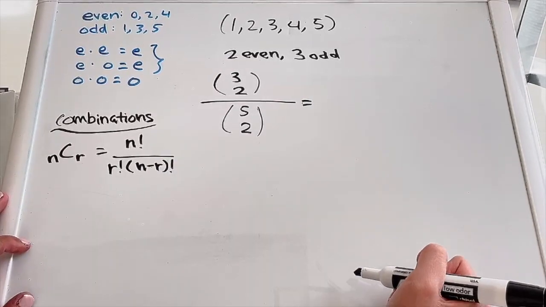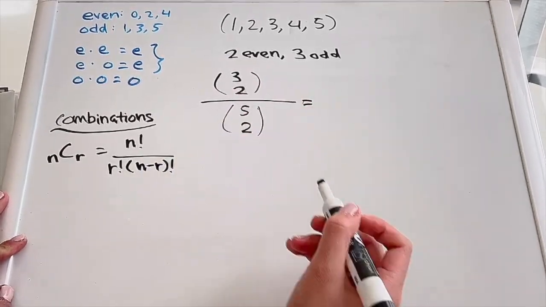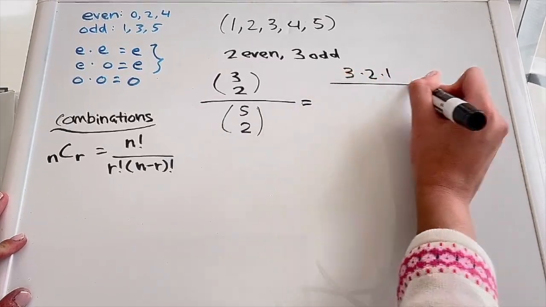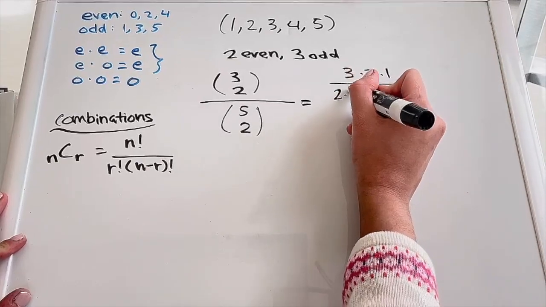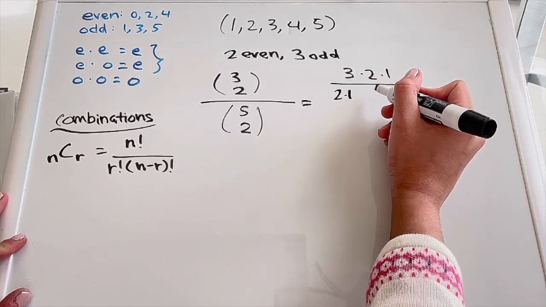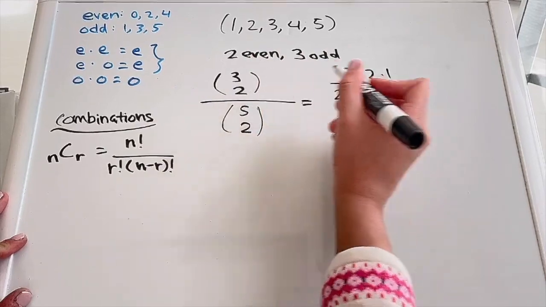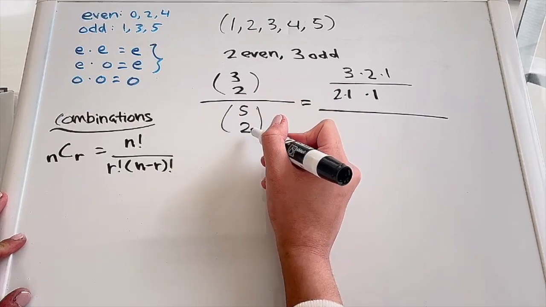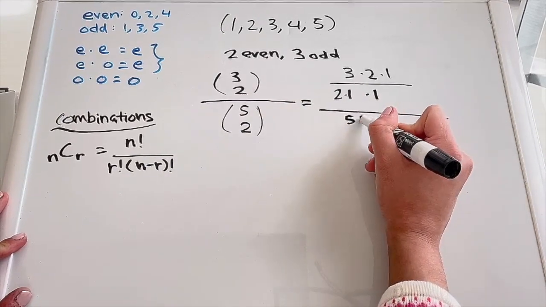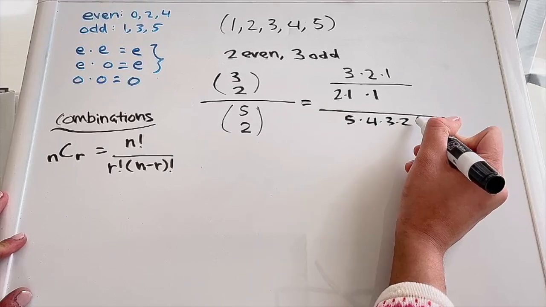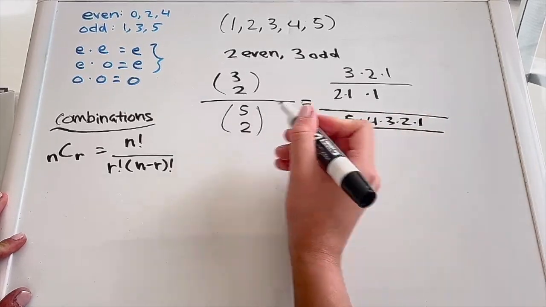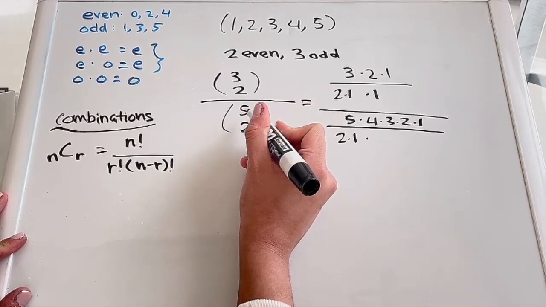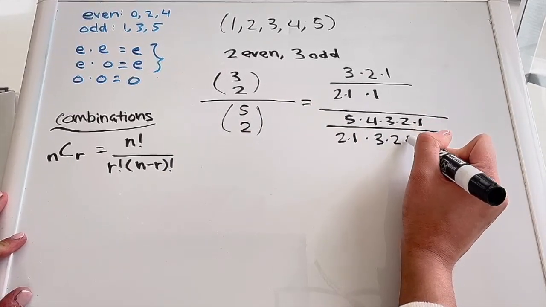We've explained this in previous problems. Plugging this formula in, we get 3 factorial, which is 3 times 2 times 1, over 2 factorial, which is 2 times 1, and then n minus r factorial, which is 3 minus 2 factorial, that is 1 factorial, which is just 1. And we put this all over 5 choose 2, which would be 5 factorial, 5 times 4 times 3 times 2 times 1, over 2 factorial, which is 2 times 1, and then 5 minus 2 factorial, which is 3 factorial, so it's 3 times 2 times 1.